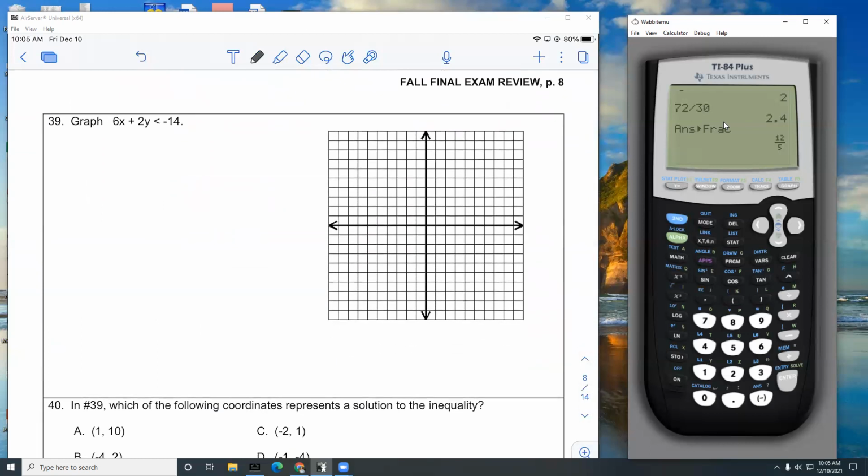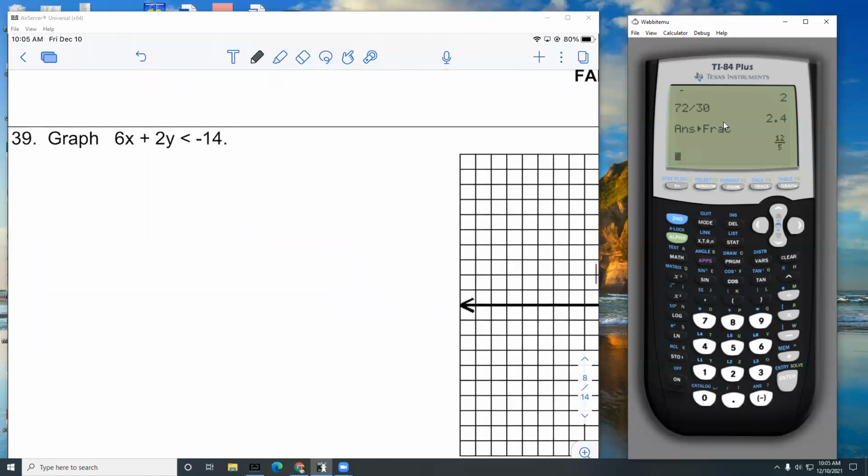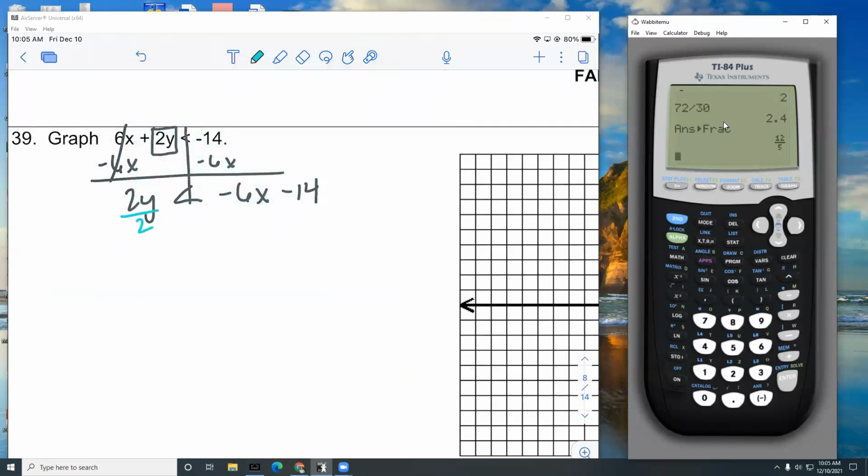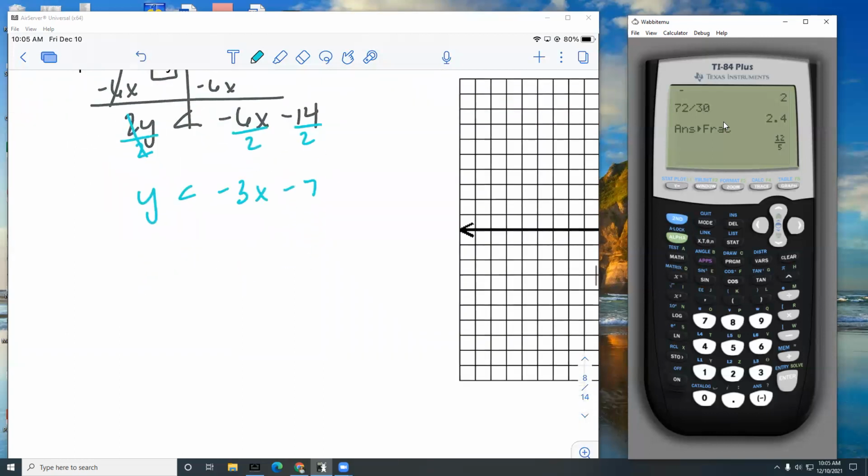39 says to also graph this inequality. Remember, to graph an inequality, I again graph it just like normal. So I start by getting y by itself. I subtract 6x over, and I get 2y is less than negative 6x minus 14. And then to finally get y by itself, I just have to divide everything by 2. So I get y is less than negative 3x minus 7.